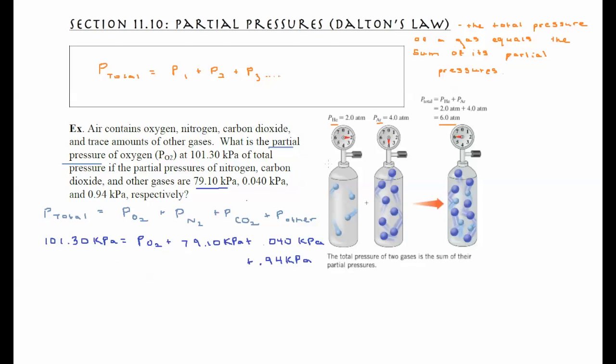Okay, so what I want you to do right now is figure out, using basic algebra, how to calculate the partial pressure of oxygen. And I want you to write it below right here. All right, because I have 101.30 equals partial pressure of oxygen plus 79.10 plus 0.040 kPa plus 0.94 kPa, you can solve for the partial pressure of oxygen. So please do.